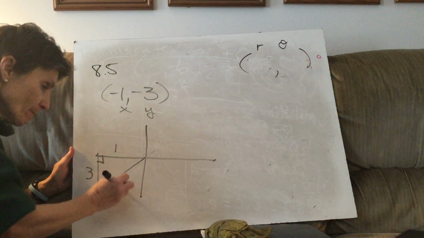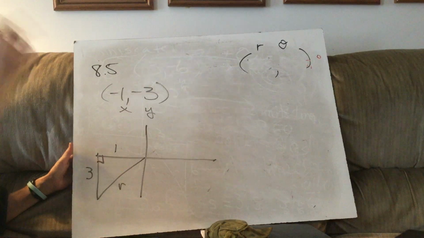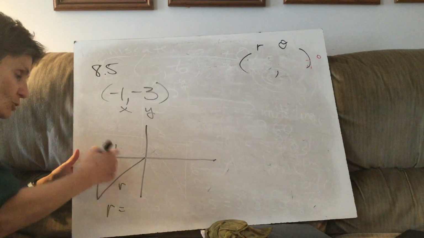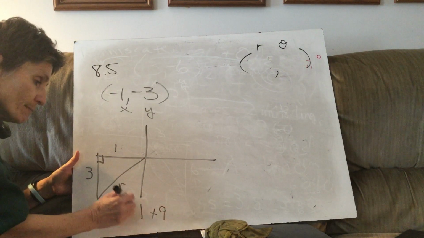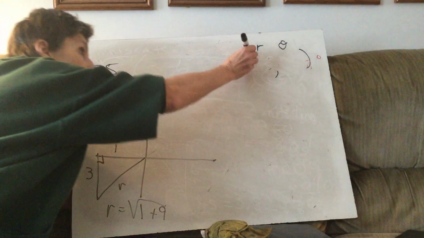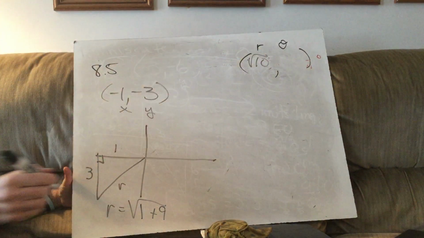Okay, so I need r. To find r, I square the first one, 1. Square the second one, 9. Add them up and take the square root. So my radius is √10.